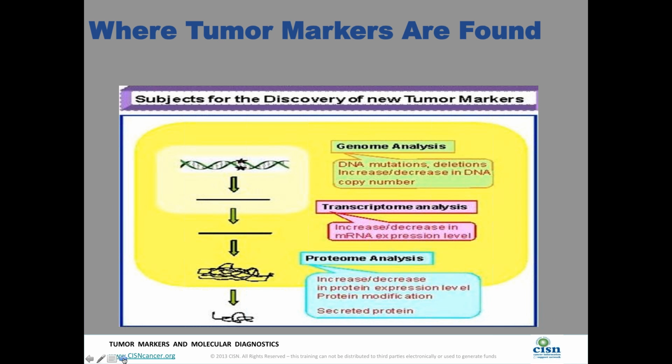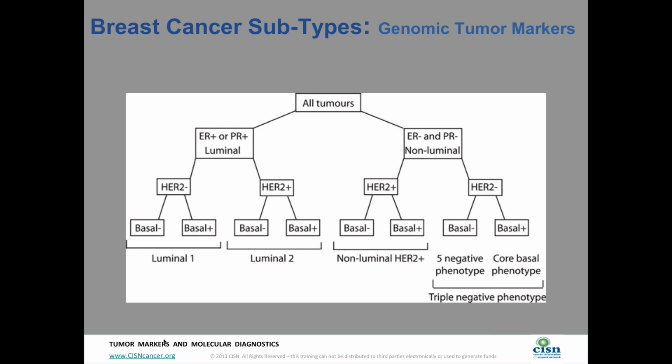But more and more, you're finding genomic markers. And recently, they've moved into the microRNA expression level. Is it increased or decreased? And there's markers attached to the RNA. So people are looking at all of these areas for markers.